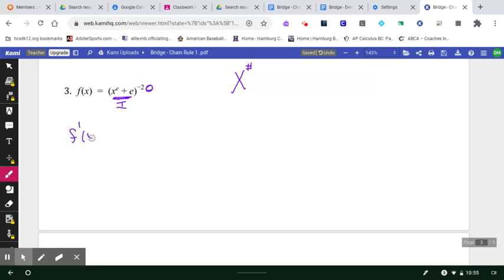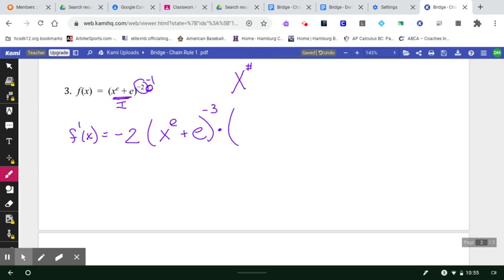So f prime of x, I'm just going to say the phrase in my head, derivative of the outside. So the outside's a power, so the negative 2 comes down. Keep the inside. Always subtract your 1, so negative 2 minus 1 is negative 3. Times, now I need the derivative of the inside.